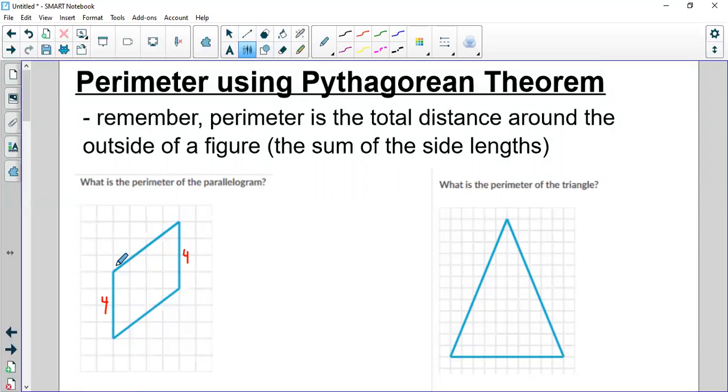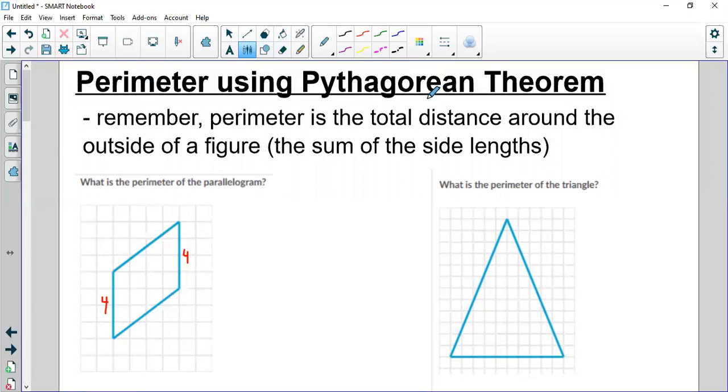I need these pieces, but these are diagonal. And diagonal pieces I can't count using these grid lines. Don't try to estimate, oh, it's about 3, 4, 5.5. No, we don't do that. We calculate exact. We calculate exact using the Pythagorean theorem.